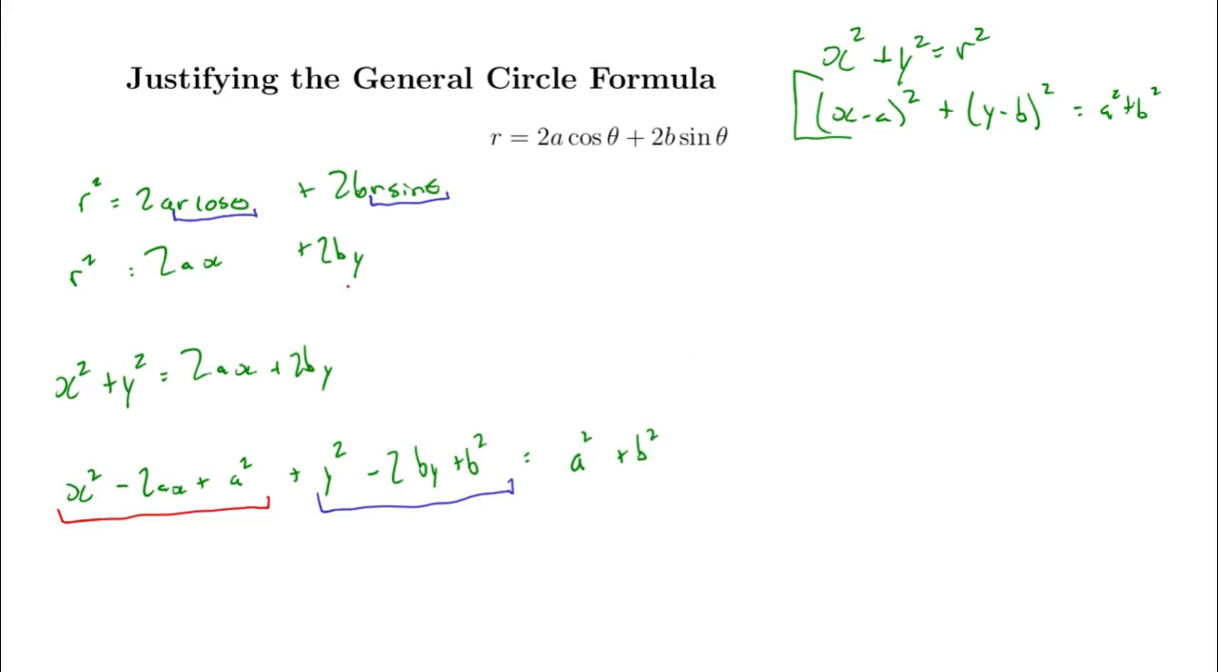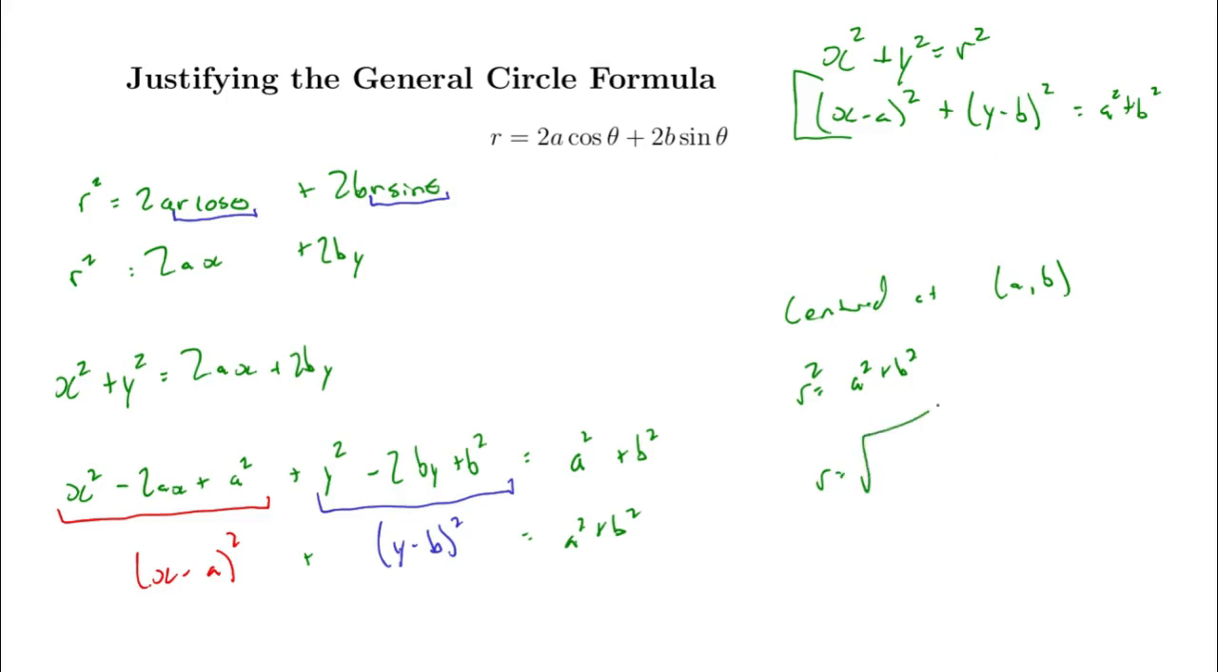And now suddenly, this is x minus a squared plus y minus b squared equals a squared plus b squared. So we can see horizontal shift, vertical shift. So this thing is centered at (a, b), and we can pretty clearly see that r squared is equal to a squared plus b squared. So that means r is the square root of this thing. So if you want to draw a circle in polar coordinates, this is what the function looks like there.